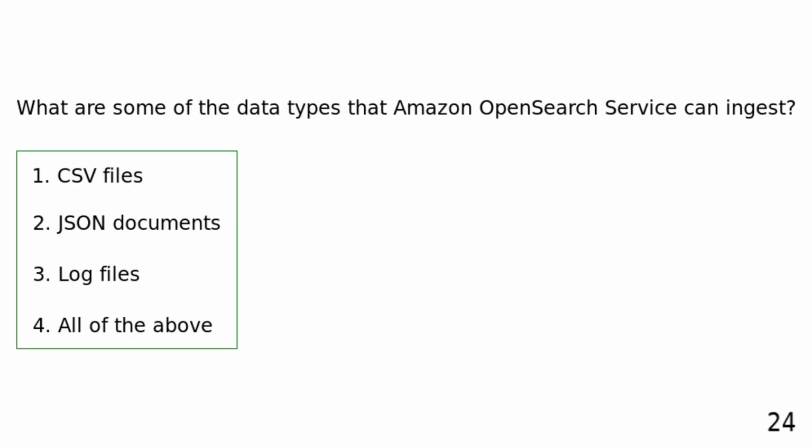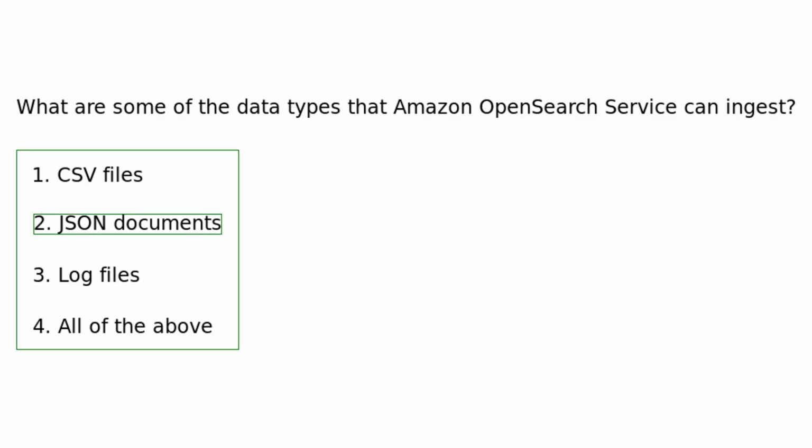What are some of the data types that Amazon OpenSearch Service can ingest? CSV files. JSON documents. Log files. All of the above. OpenSearch supports a variety of data formats including JSON.